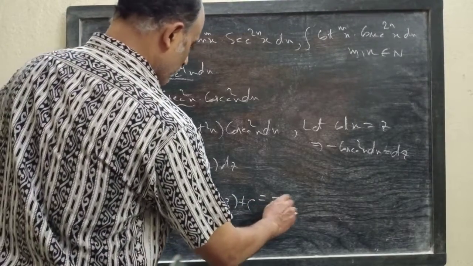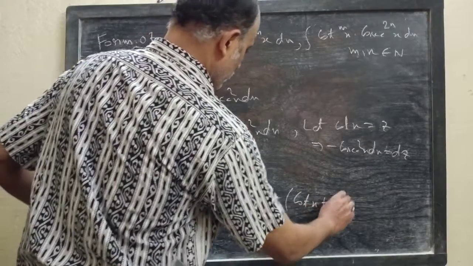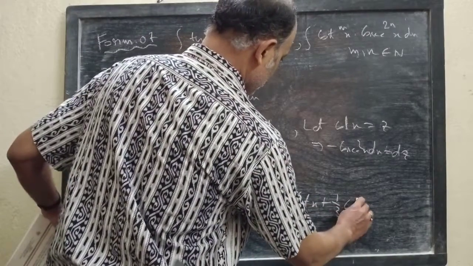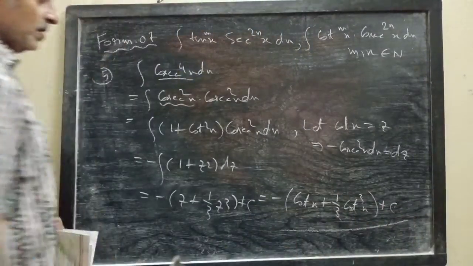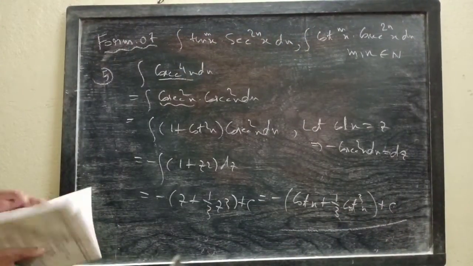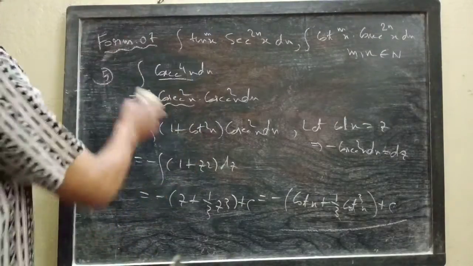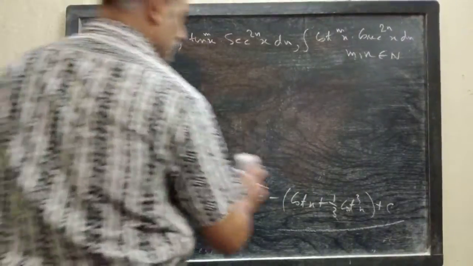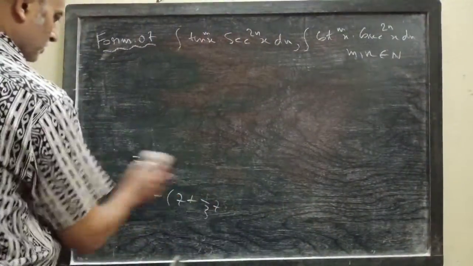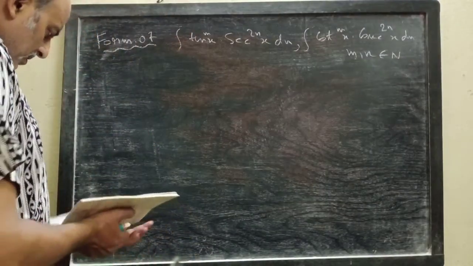Your final answer will be minus cot x minus 1/3 cot cube x plus c. This is your final answer. Next question.